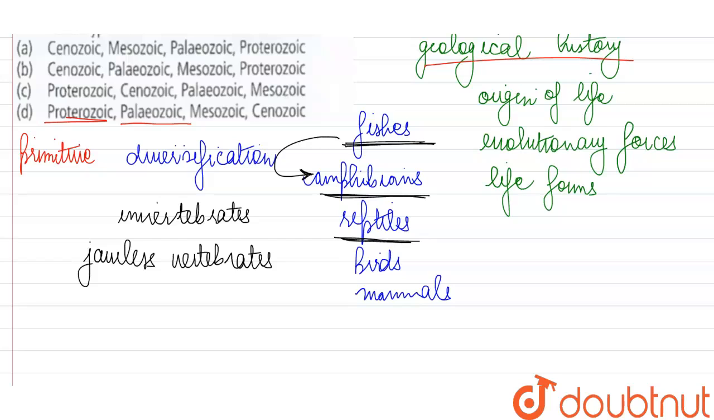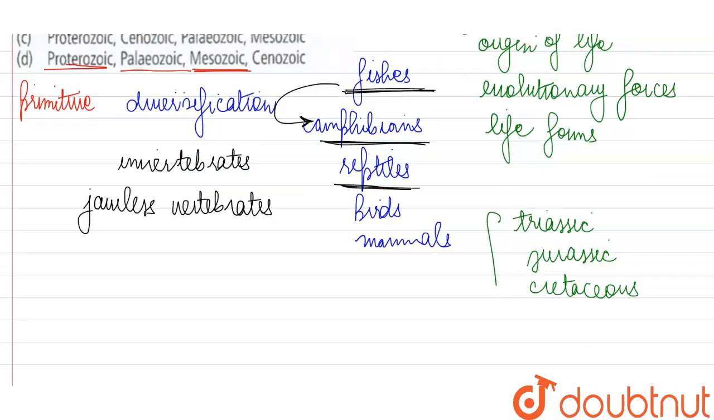So next, after the Paleozoic era, we had the Mesozoic era, which is further divided into the Triassic, the Jurassic, and the Cretaceous age. And throughout this time, the dinosaurs or the reptiles were dominating the earth. And towards the end of the Mesozoic era, towards the end of our Cretaceous age, the dinosaurs became extinct.